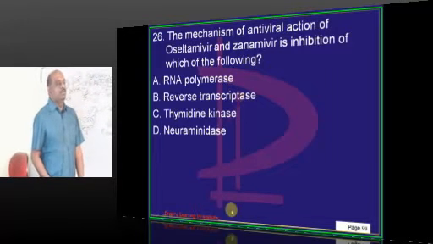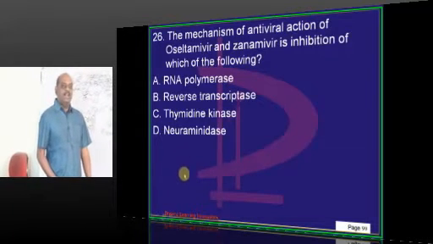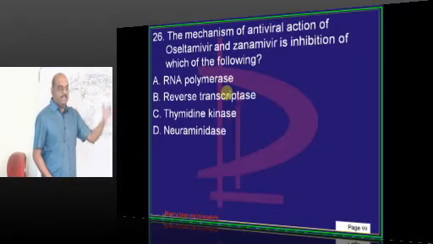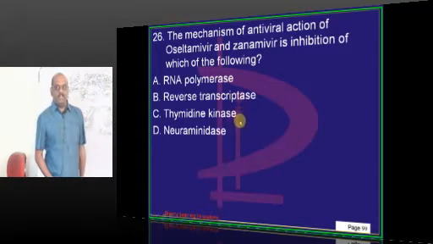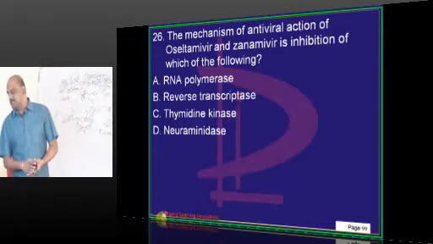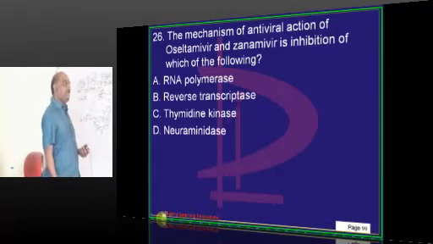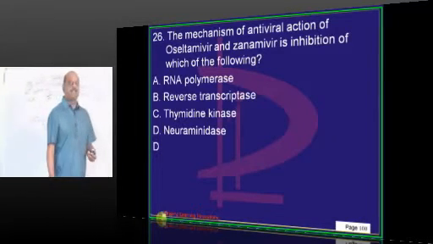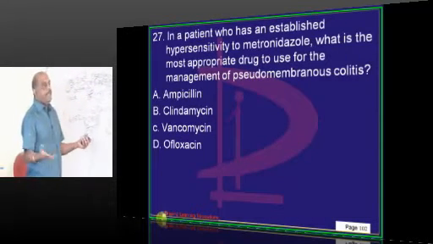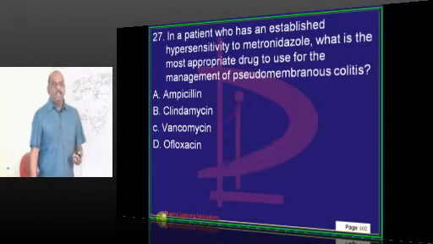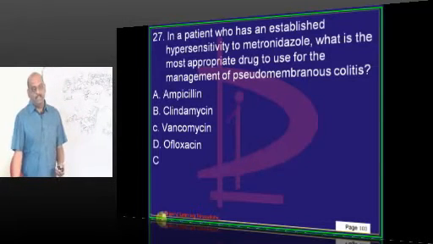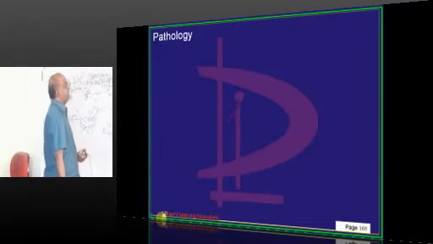Tamiflu, Kannada flu. What are the drugs that you know? Oseltamivir, Zanamivir. All these anti-flu drugs, what is their mechanism of action? It is anti-neuraminidase. Anti-neuraminidase drugs, these are all what need to be remembered. There is a hypersensitivity to metronidazole. He has got pseudomembranous colitis. What do you want to give? Vancomycin is the preferable drug in this given scenario.